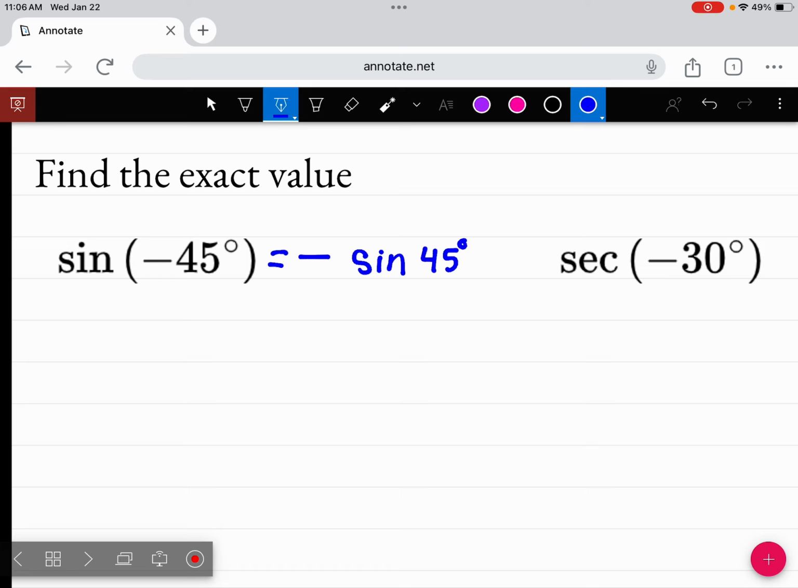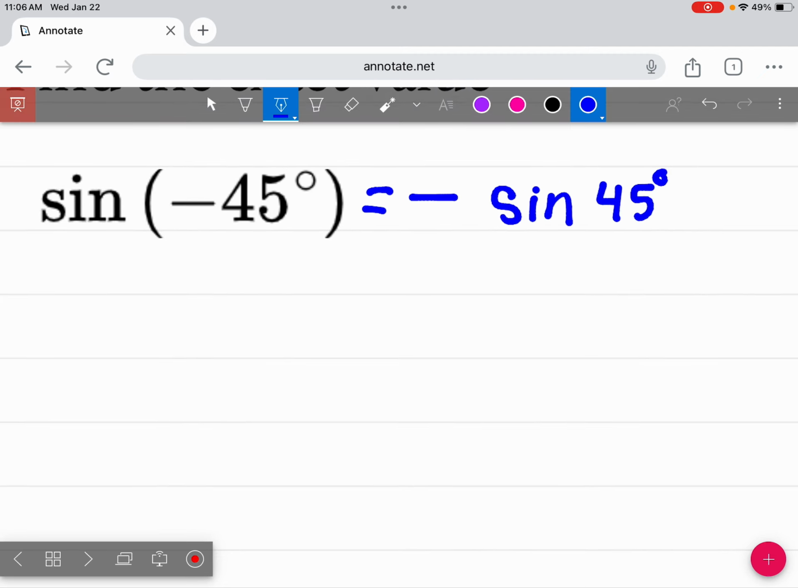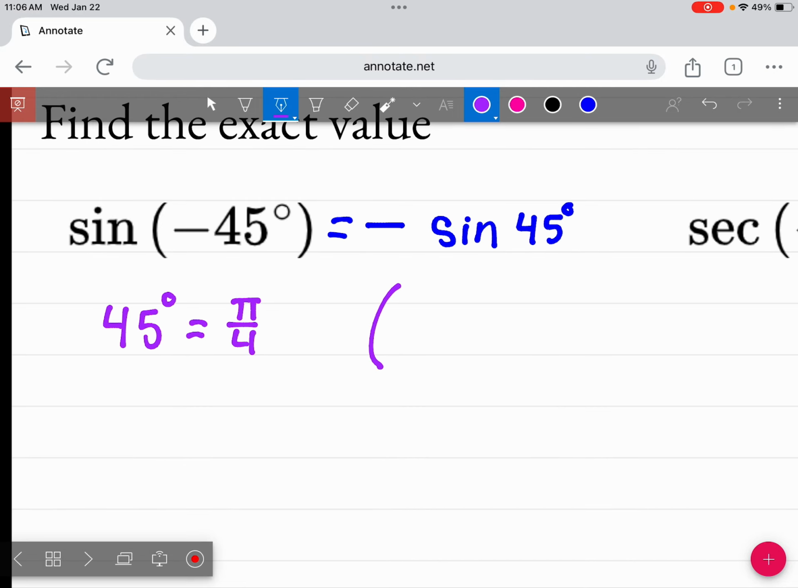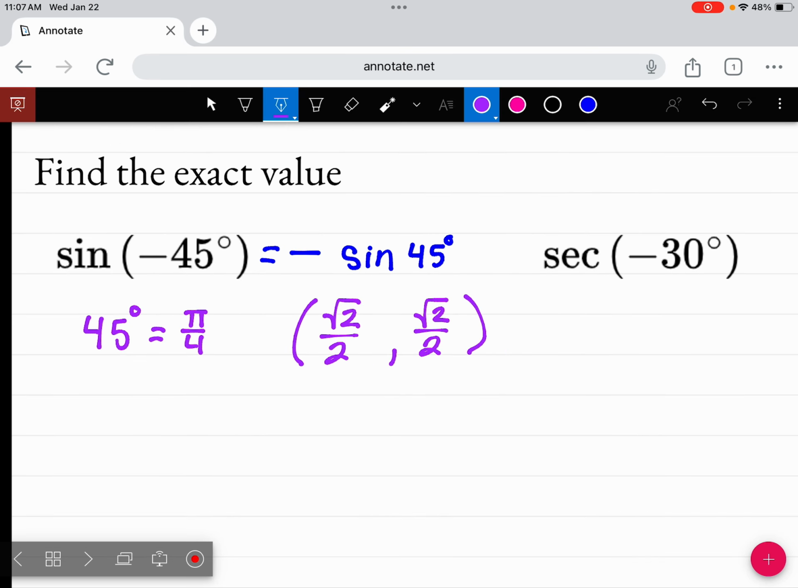So what we want to find is the sine of 45 degrees. 45 degrees is what in radians? Pi over 4. So what is our ordered pair for pi over 4 or for 45 degrees? Square root of 2 over 2, square root of 2 over 2. So this is one of those things we need to work on, our unit circle.